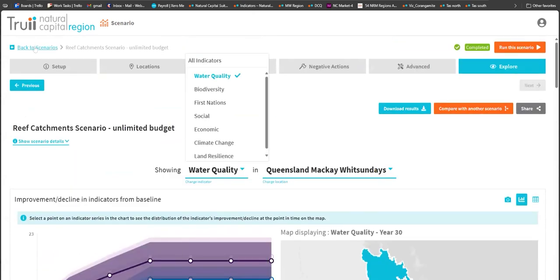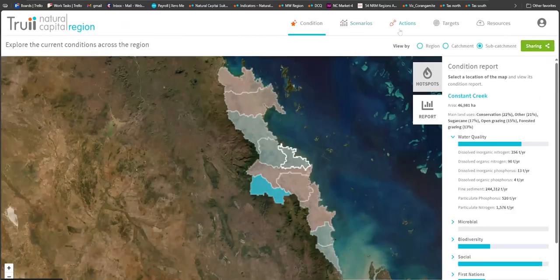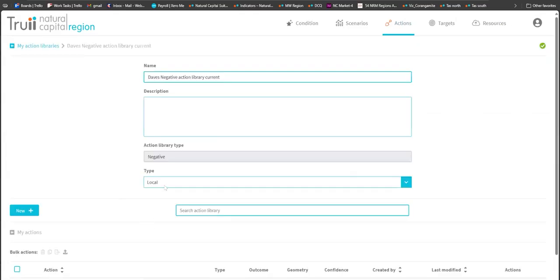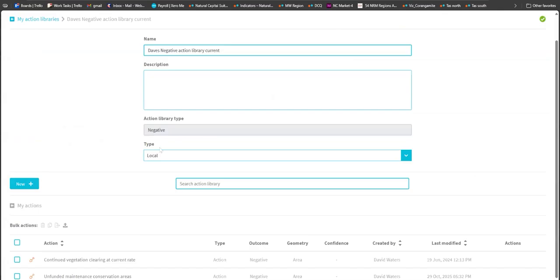Now, the next thing I said we would look at was let's include some negative actions. So what do I mean by this? We have a positive and negative action library. So I've developed a negative action library, and we just put a couple of activities in there. So for example, in Queensland, they're still clearing about 1% a year, okay? In the reef world, we invest in improving riparian areas. It's a fraction of that cost. What if we could preserve some of that cleared vegetation and then pay a farmer to retain some of it? It'd be a way more cost-effective outcome. So we've reflected that there in one of the negative activities.